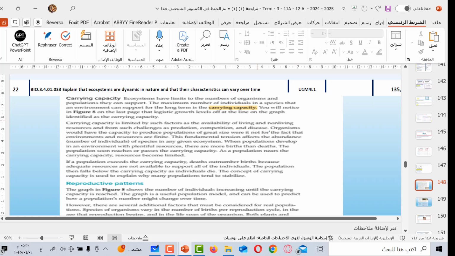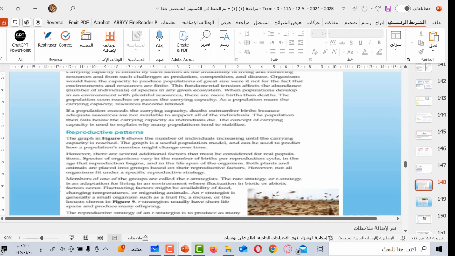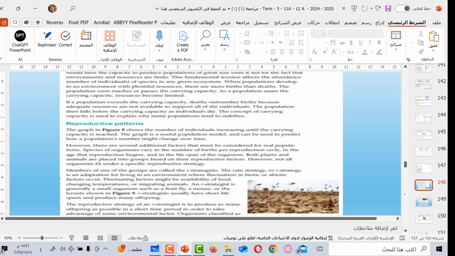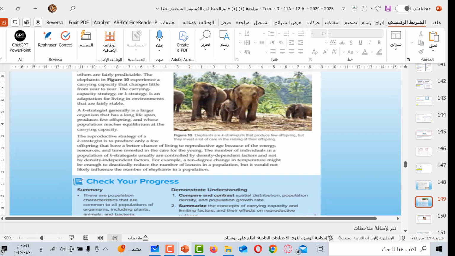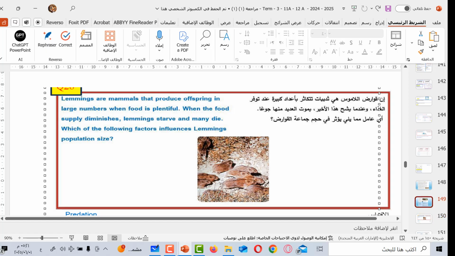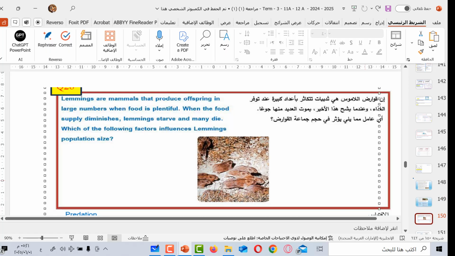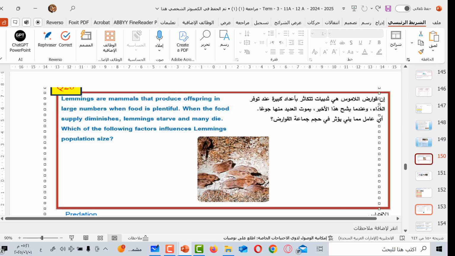طيب اتكلمنا على carrying capacity، وهنا الـproductive patterns. الـproductive patterns في عندنا نوعين، في الـr strategy والـk strategy. طبعا الـr صغيرة والـk كبيرة، فاحنا لو حبينا نقارن ما بين الاثنين فبنجد إن الـr بتبقى كائنات صغيرة والـk بتبقى كائنات كبيرة. خليني أحاول أحط لكم المقارنة بتاعتها من ملف آخر.